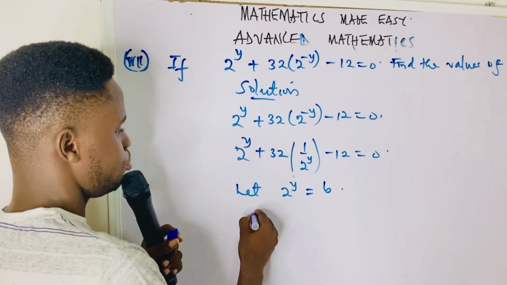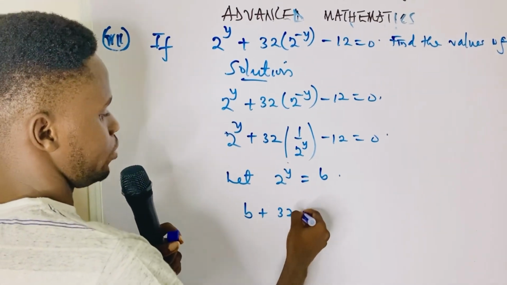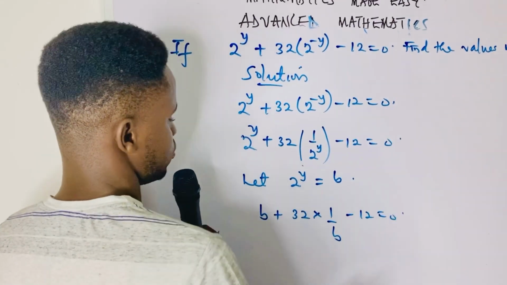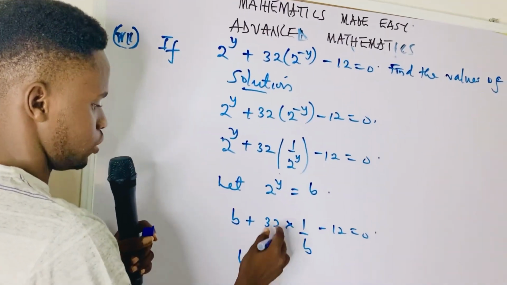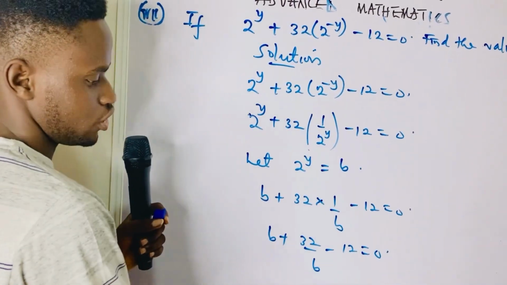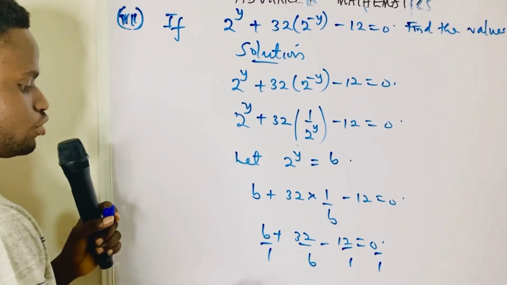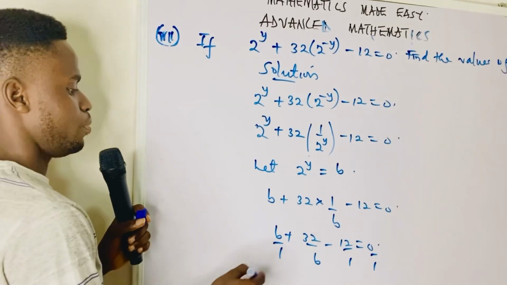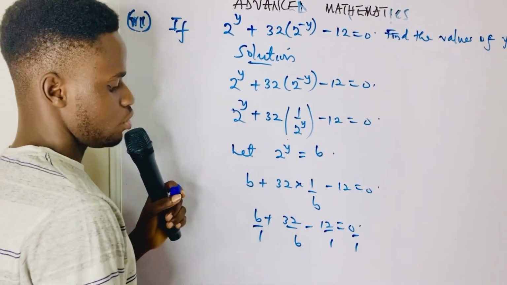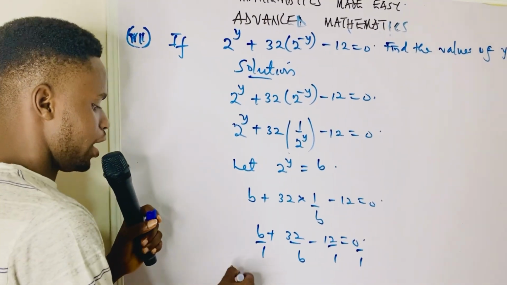So this one will become b plus 32, with brackets as multiplication, times 1 over 2^y, which is what? b, minus 12 equals 0. So having b plus 32 times 1, which is 32 over b, minus 12 equals 0. So same fraction here, we can have everything over 1. Now to simplify the fraction, you can simply multiply through by the LCM of the denominators. And what's the LCM of 1, b, 1, and 1? The LCM is b.